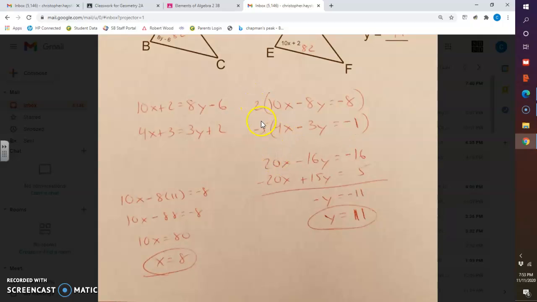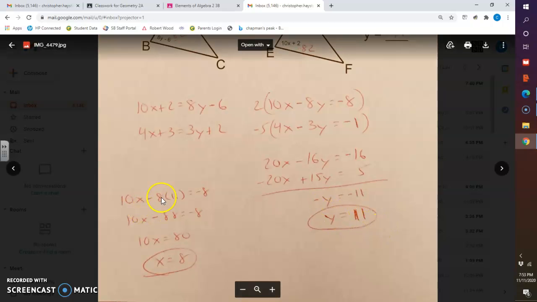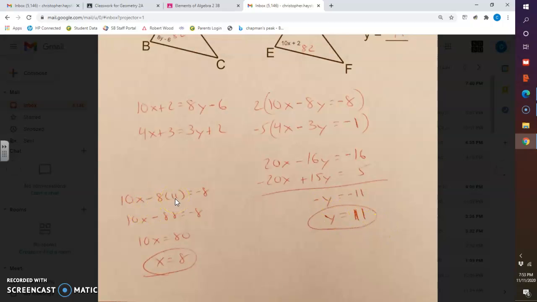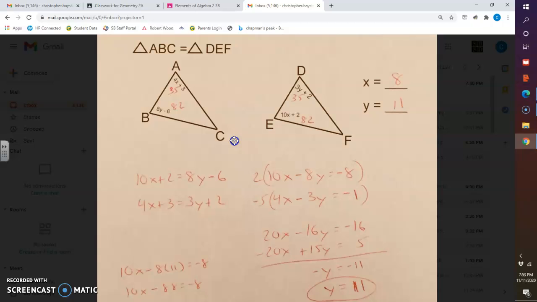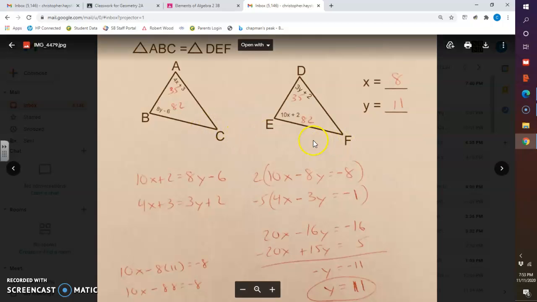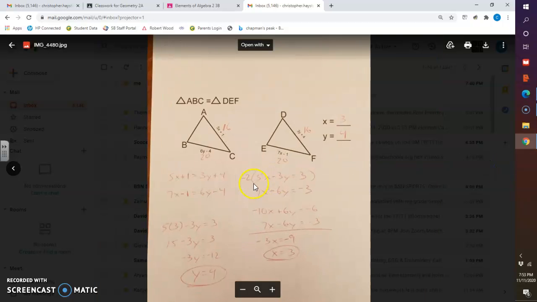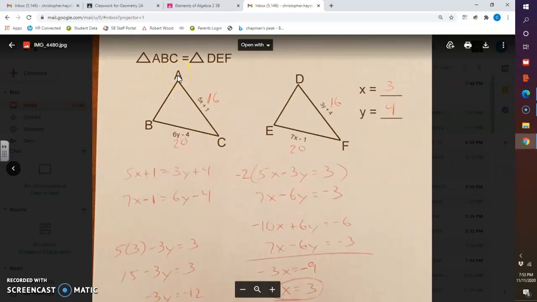I multiply the top by 2, the bottom by negative 5. It eliminates my x, and I get y equals 11. When I plug 11 in, I end up with x equals 8. So you're just solving your system. And we could get angle 3 here if we wanted to, or angle C and angle F if we wanted to as well. Here, same deal with the sides.